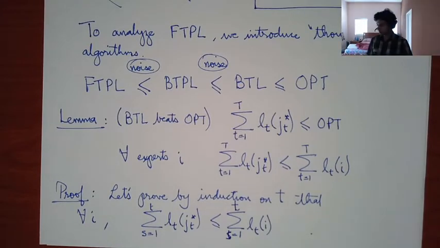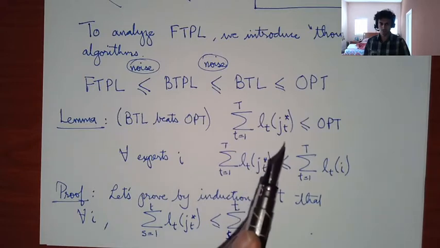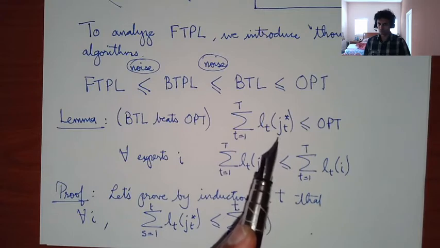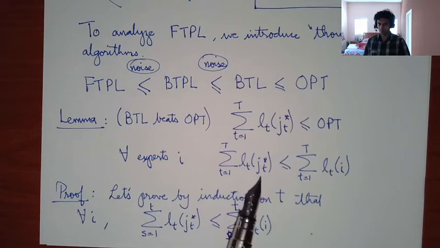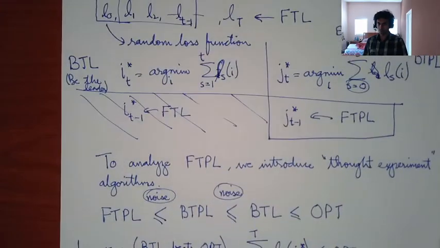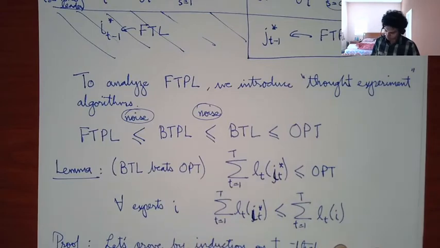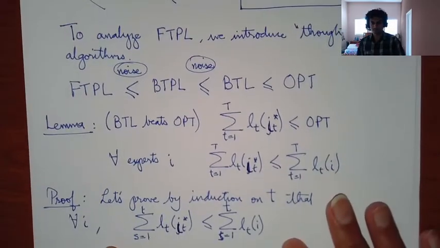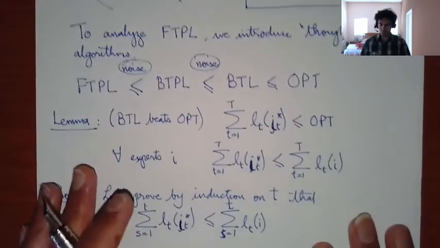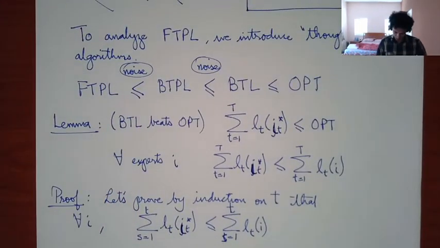Professor? Yes? You say BTL beats opt, but then you have the J star t index inside on the right side. Shouldn't it be i? Are you talking about this one or this one? Because we assumed BTL was the I star t. The one right above. Good point. My apologies. No, you're right. I'm sorry. It should be i. Thank you. It should be I star t. Yes, it's a mistake.